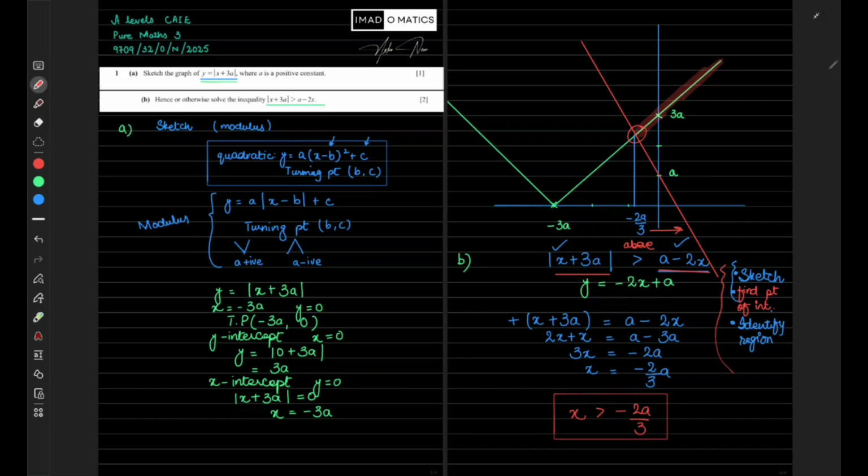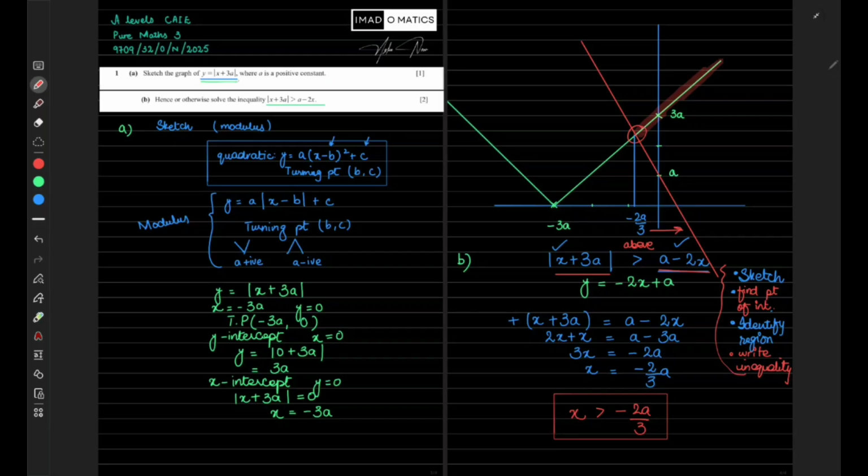This is how we solved our inequality. These are the few steps that we followed. We write the inequality for the region that we identified, where the modulus curve is above the line. That's all about question number 1. I hope you understand this. This was just a 3 marks question. I tried to explain every bit of it and how you can relate it with the quadratic completed square form, so that is why it took time.